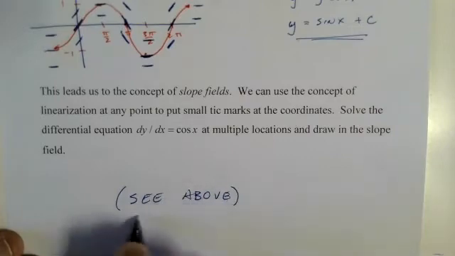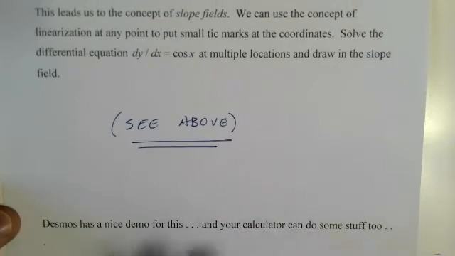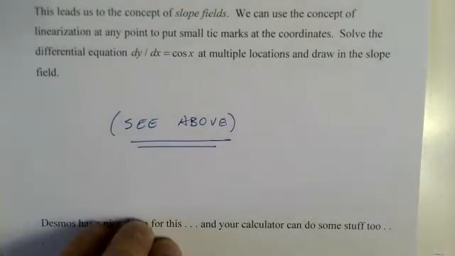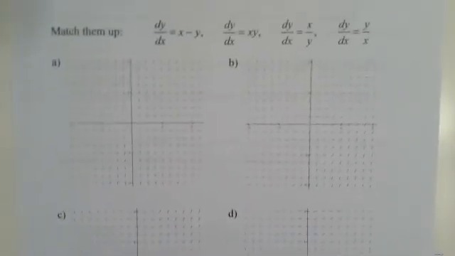If you want to see this, go to Desmos and Google, or Google Desmos slope fields app, and then you can see this. Your calculator can do stuff, but you have to download a program. A lot of people get real jittery. Oh, I gotta have the program. I don't know what's going on. I gotta have the program. No, actually you don't. I printed them out for you.